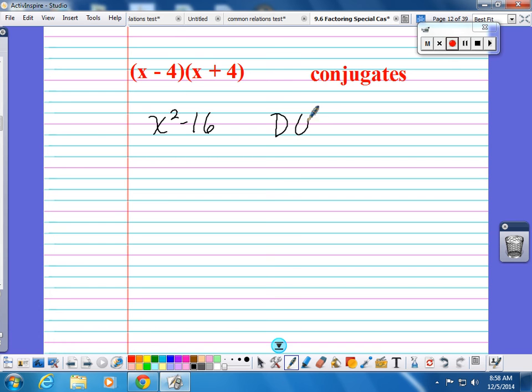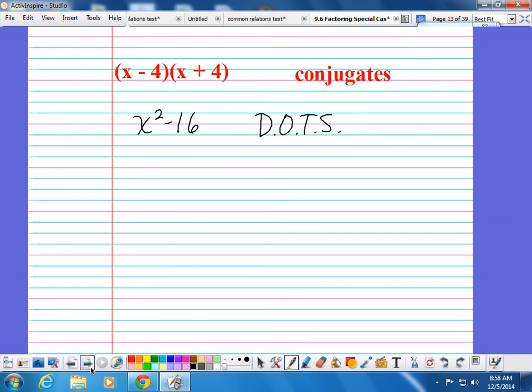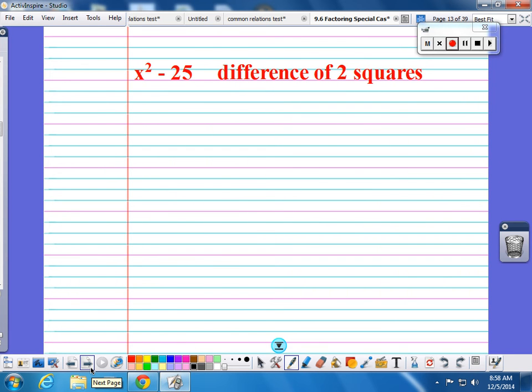All right, this is the difference of 2 squares. So that was a review problem. Now, we're going to get the difference of 2 squares. We're going to factor it to conjugates. Much easier to factor than it was to multiply because we already kind of know what the answer is going to be, I hope.